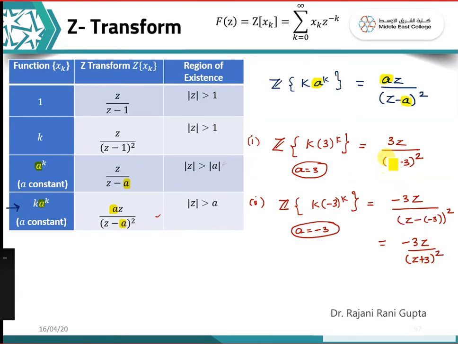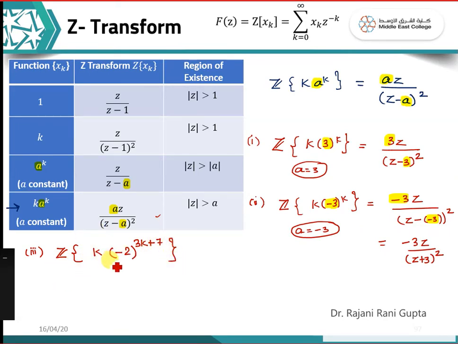See what we did here? We got 3, we replaced 3 here and here. When we have minus 3, we substitute the value of a here and here. So minus minus gives you plus 3. What else can be asked here? Like suppose you have the z transform of, say, k times minus 2 to the power 3k plus 7, like this.